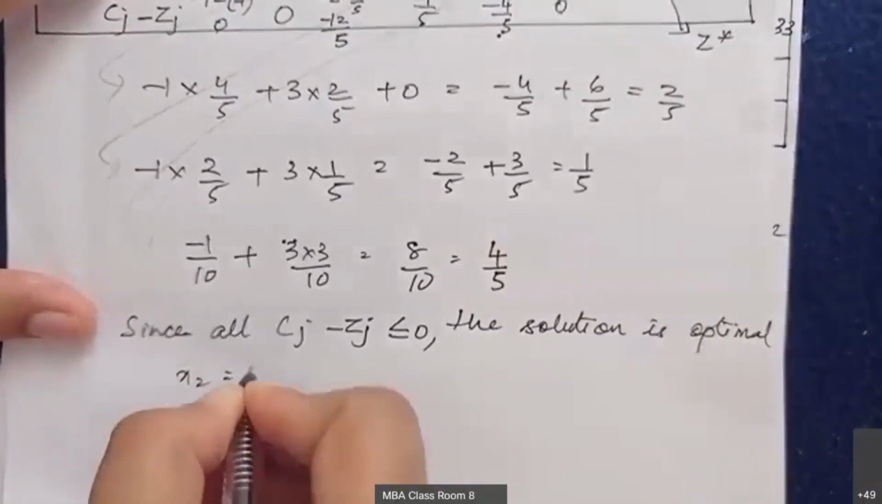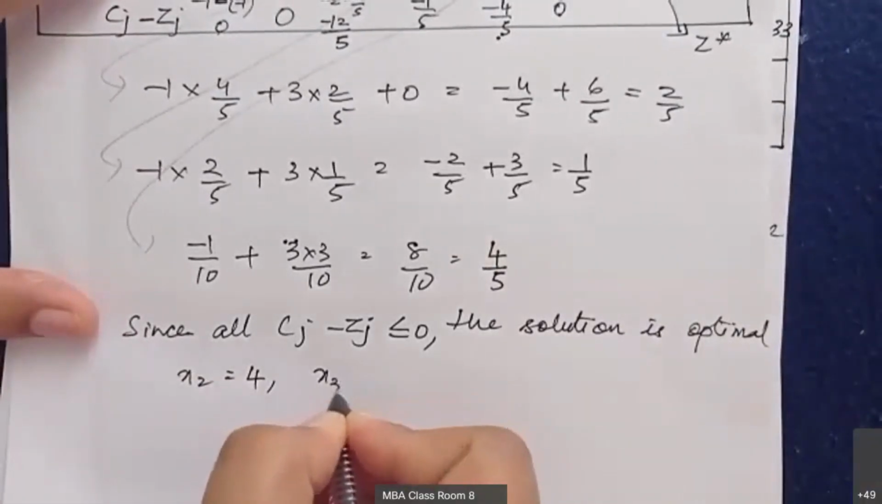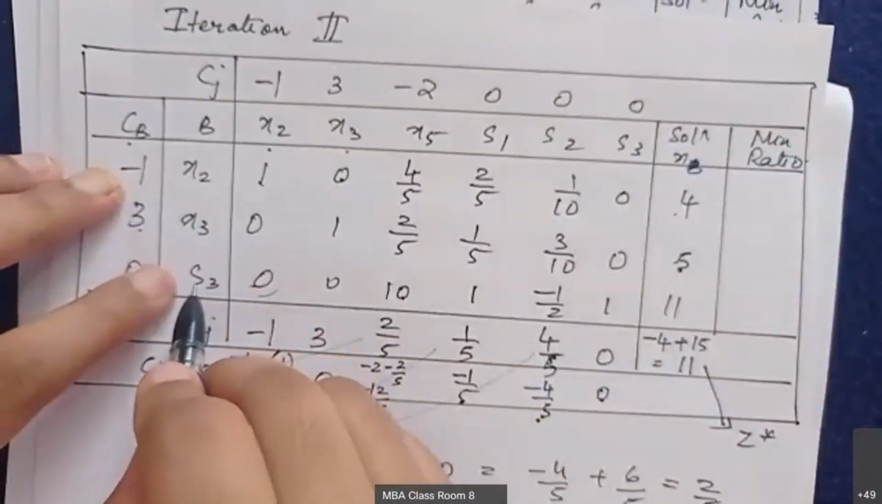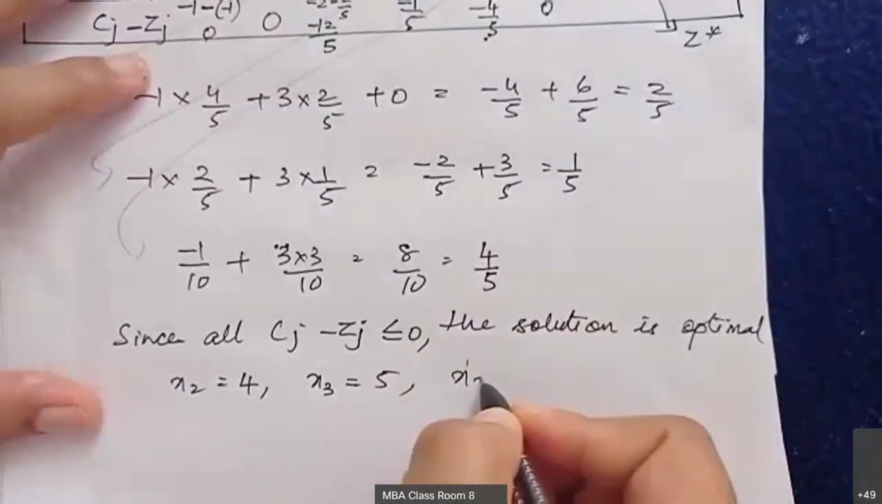Okay, so x2, we got 4. I'm writing it down. x2 is equal to 4. x3 is equal to 5. And from this table, we don't have x5. So I'm taking it as 0. x5 is equal to 0.